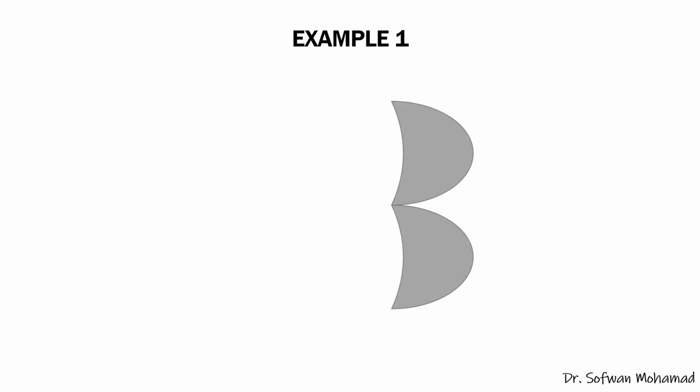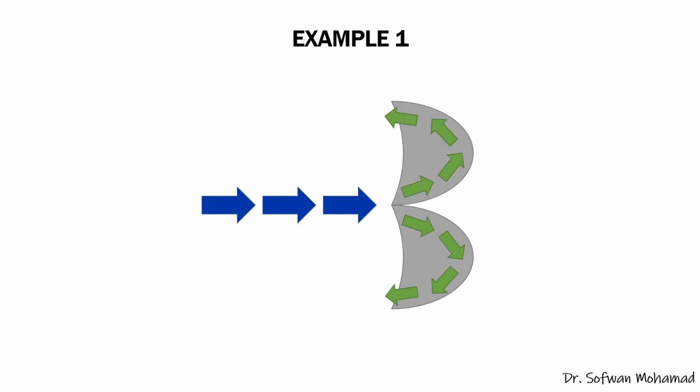Right, next, we look into the bucket of the Pelton wheel, and we know that the water coming from the jet will hit the splitter at the center of the bucket and divide the stream into two streams.